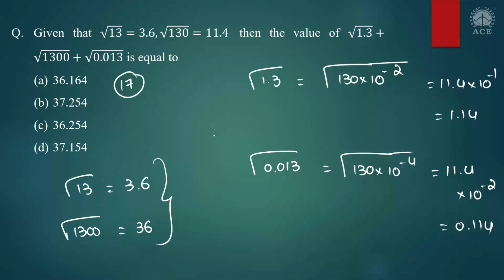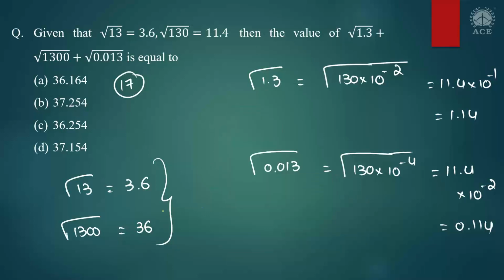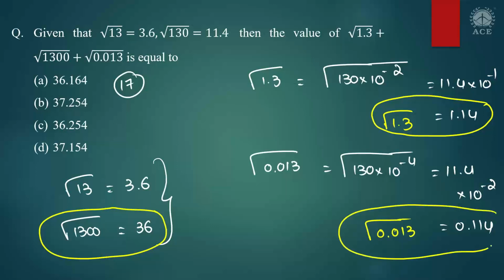Okay, so you can use all this now. 1.3, 1300, add all this. Square root of 1300 is 36. Square root of 1.3 is 1.14. Square root of 0.013 is 0.114. Add all this, my dear friends, that will give the answer. Okay, 36 plus 1.14 will cross 37.14, and it's 37.254.